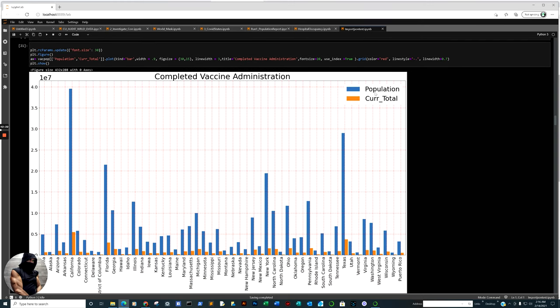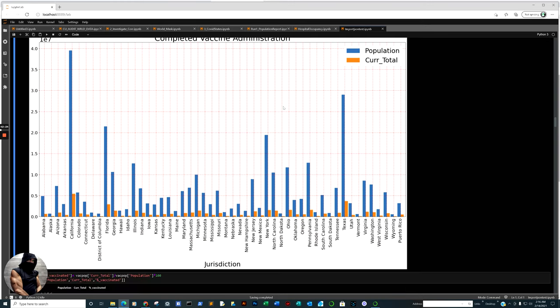Complete vaccine administration. Here's your population. Here's your current total. So it looks like it's a long road to go if vaccines are even going to be needed. When you have cases dropping this fast, you can't even vaccinate as fast as the cases are dropping. I mean, soon you'd be vaccinated against ghosts is the best way I could describe it. Why allocate the resources if it's not necessary? Why expose people to risk?